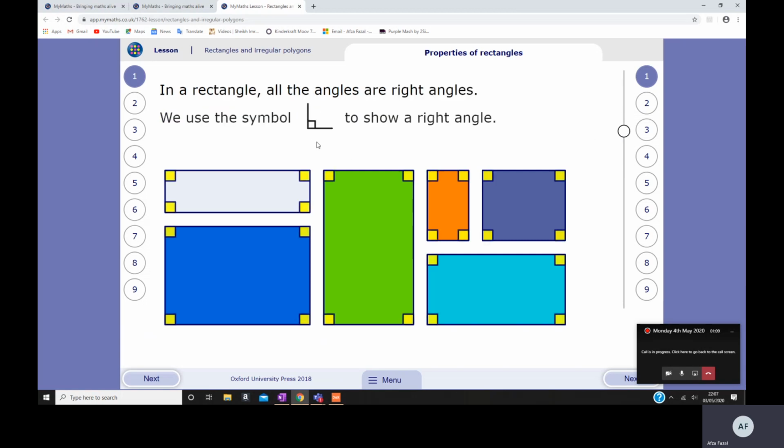Now this symbol that we've got shows a right angle. We know in a rectangle there are four right angles. The size of one right angle is 90 degrees. So it's 90 degrees for one of these right angles here.